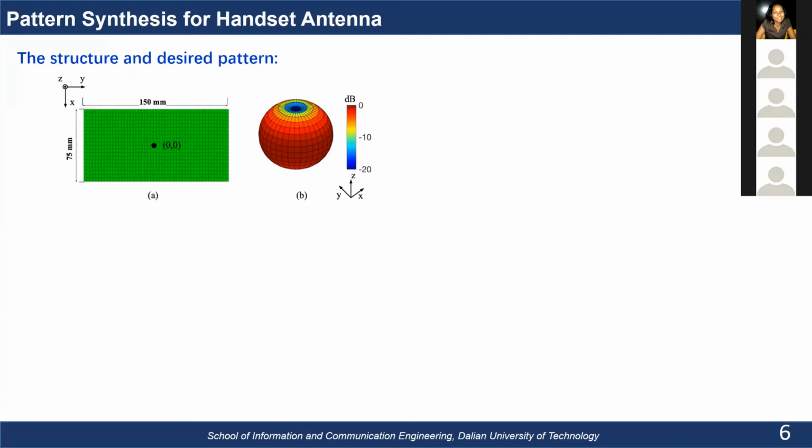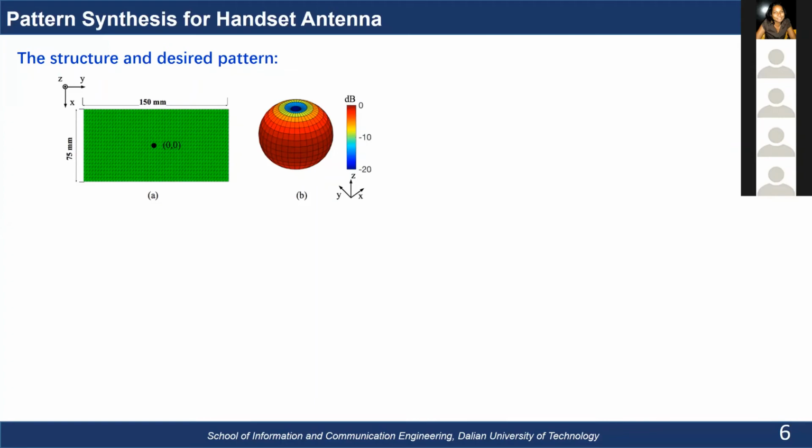Normally we know that for such a rectangular plate, the very fundamental mode is the half wavelength dipole mode along the length of the chassis, which gives us an omnidirectional radiation pattern on the XOZ plane. But that radiation pattern is not friendly to the user scenarios, especially the user's hand. It will make the efficiency very low when you touch it. So that is not our desired pattern. Our desired pattern is an omnidirectional pattern on the XOY plane, which is the plane of the plate.